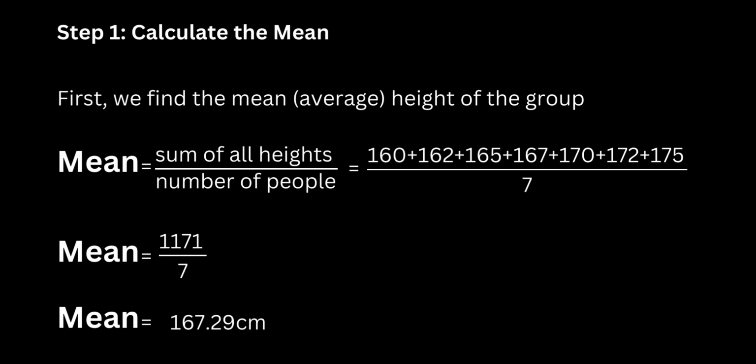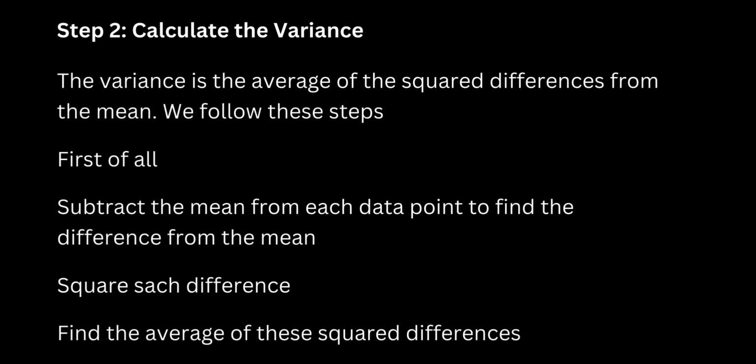Again, step 1, we need to compute the mean. First, we find the mean height of the group. Mean is equal to the sum of all the heights divided by the number of people. So the numerator will be 160 plus 162 plus 165 and so on, divided by 7. Simplifying it, we get a mean equal to 1171 divided by 7, which is equal to 167.29 centimeter. Now calculate the variance.